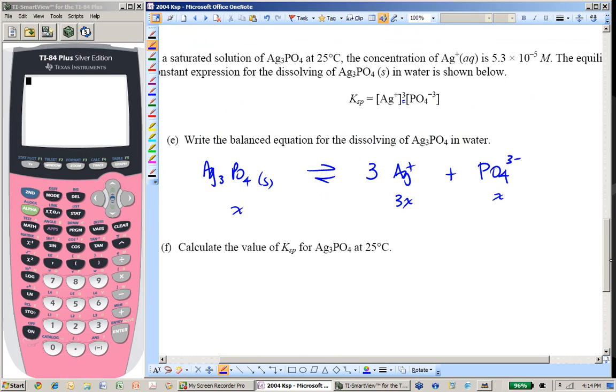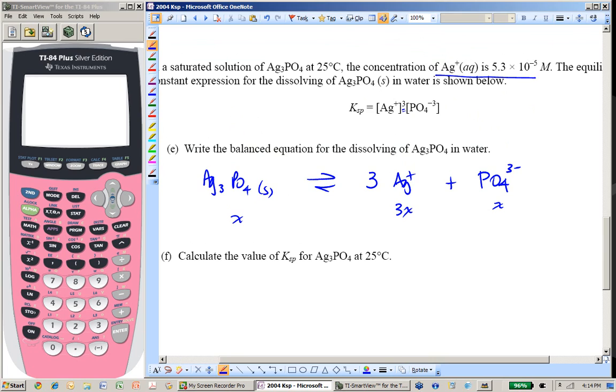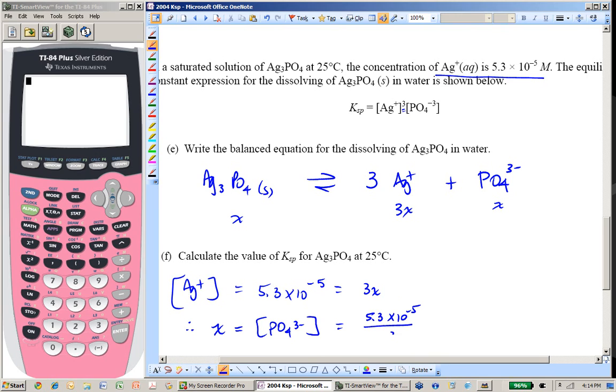All right, so they gave me what the Ag was. So Ag+ concentration, the silver ion concentration, is equal to 5.3 times 10 to the minus 5 is equal to 3x. So therefore, x is equal to the phosphate ion concentration, which is equal to 5.3 times 10 to the minus 5 divided by 3. What do you want to call that? 1.8 times 10 to the minus 5.